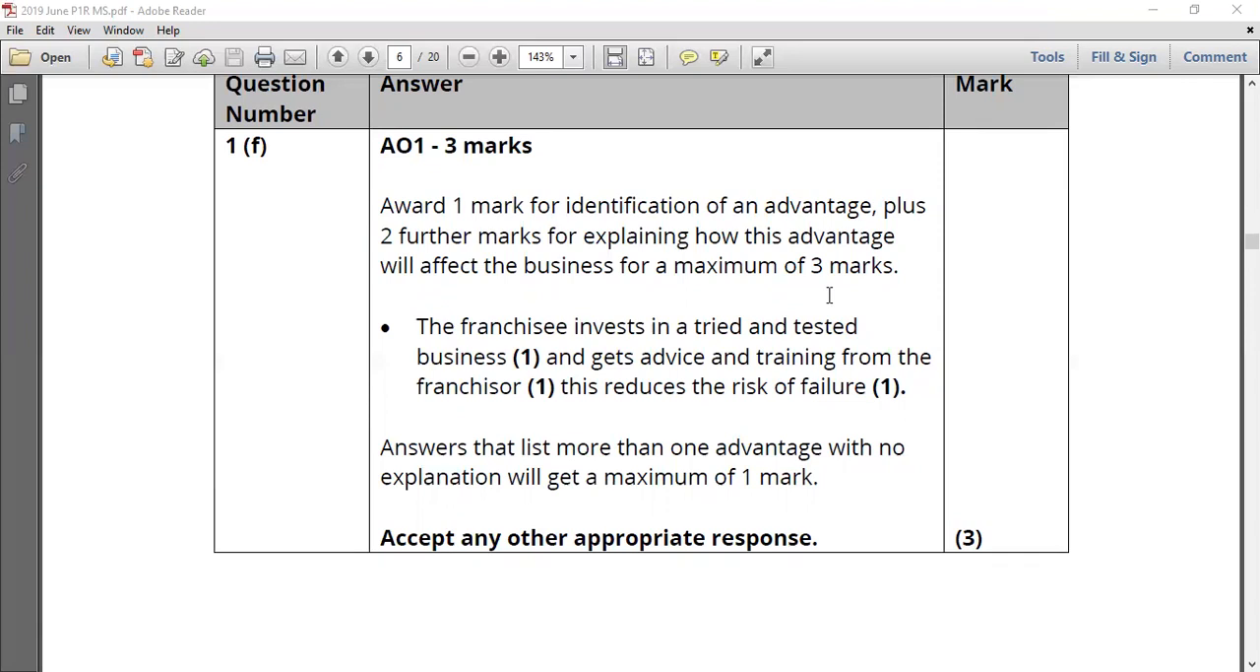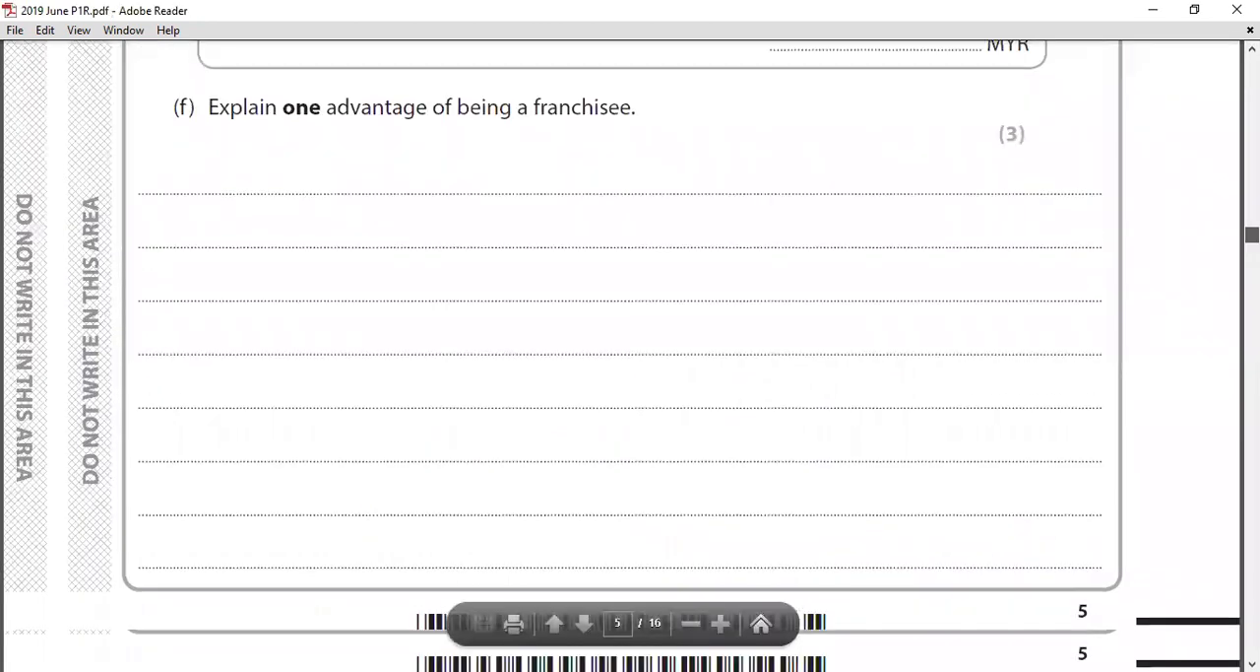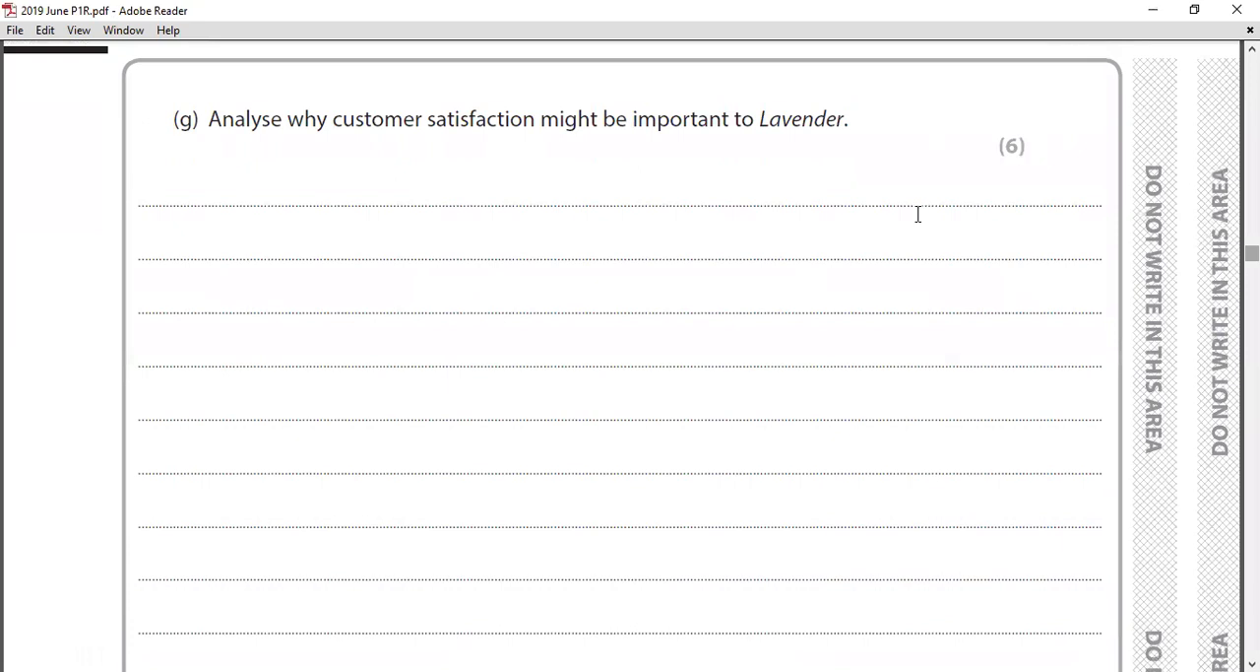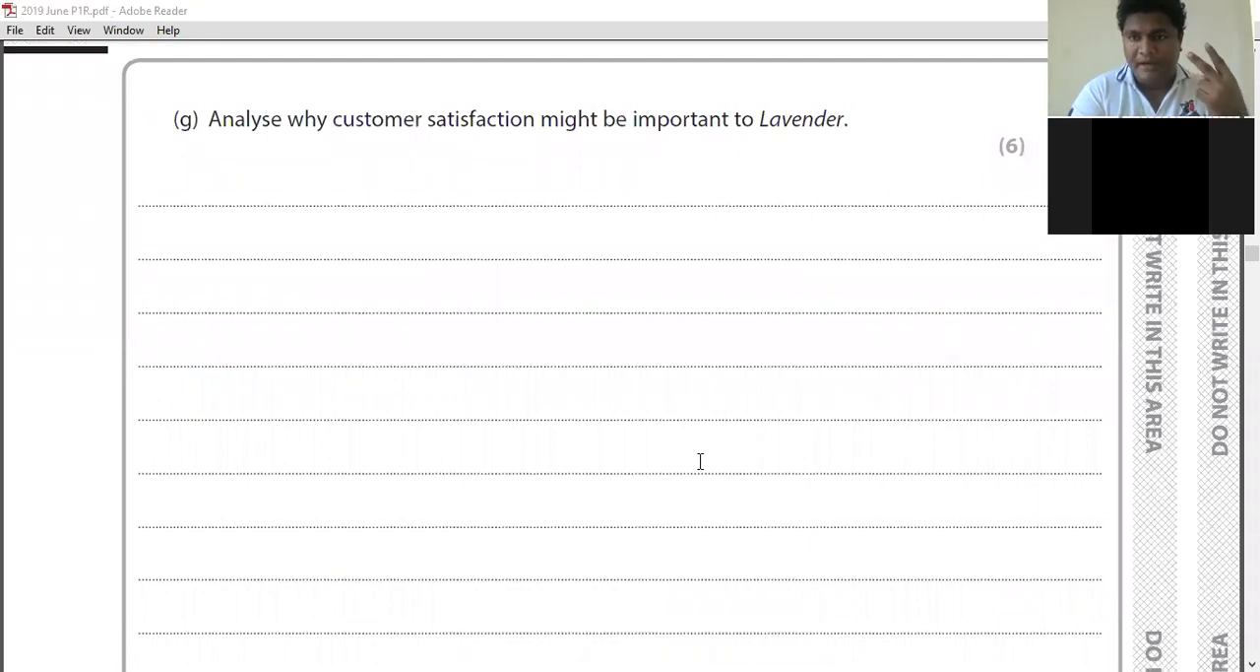So, next question. I'm going to discuss the 6-mark question of question number 1, right? Part G: analyze why customer satisfaction might be important for Lavender. In writing this kind of case study, always try to write two points, two paragraphs. First, the advantage: why is customer satisfaction important for Lavender? When customers are satisfied, they will come again and again to their restaurant. When customers are satisfied, they will promote this restaurant. Word of mouth marketing is okay.